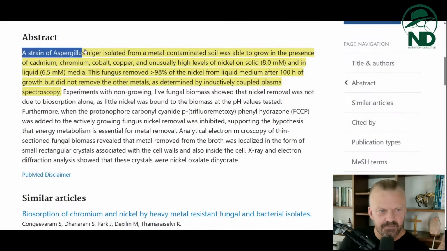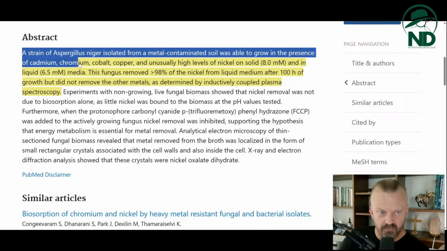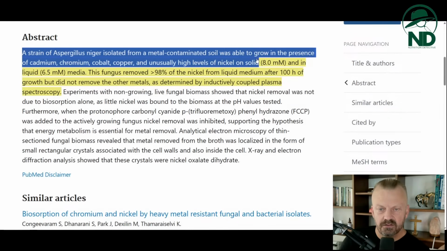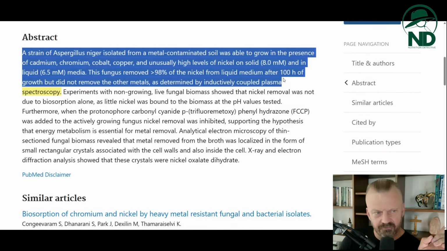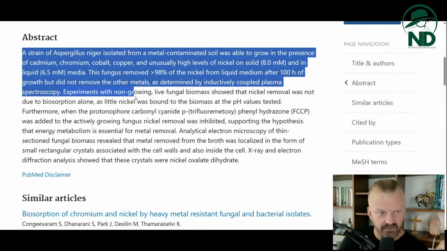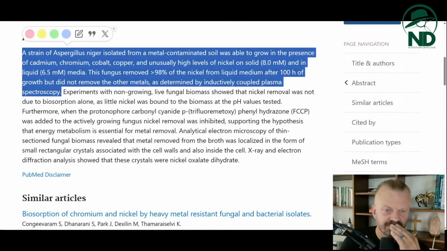A strain of Aspergillus niger isolated from a metal-contaminated soil was able to grow in the presence of cadmium, chromium, cobalt, copper, and unusually high levels of nickel on solid and in liquid media. Pay attention. This fungus removed more than 98% of the nickel from liquid medium after 100 hours of growth, but did not remove the other metals, as determined by inductively coupled plasma spectroscopy. Wow, it only went after the nickel.